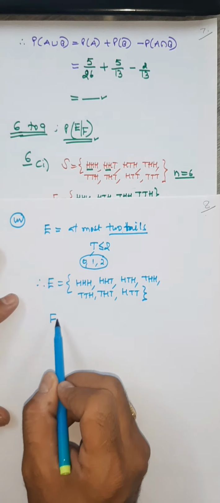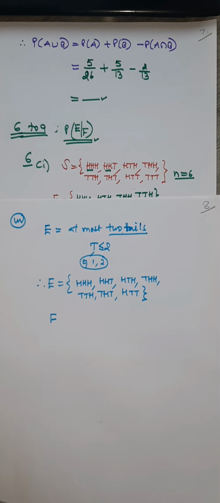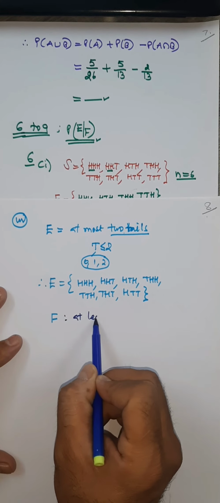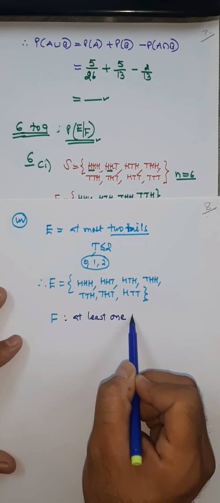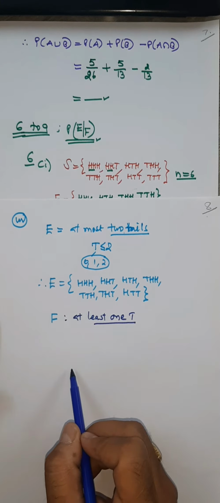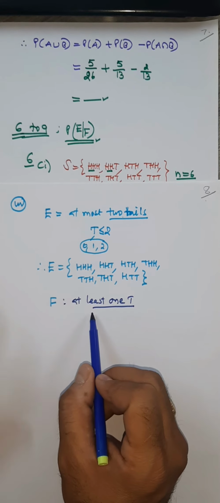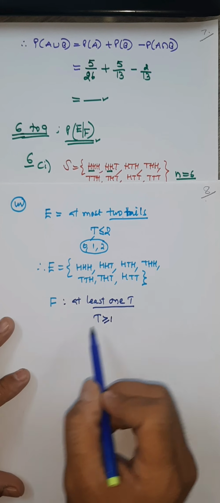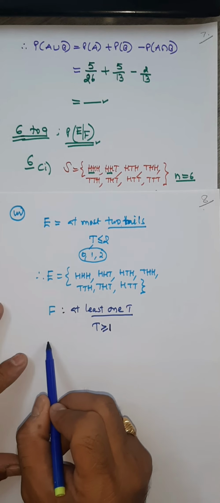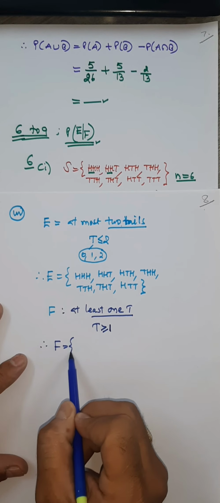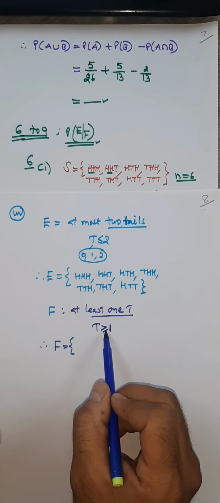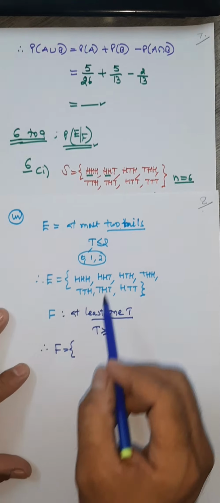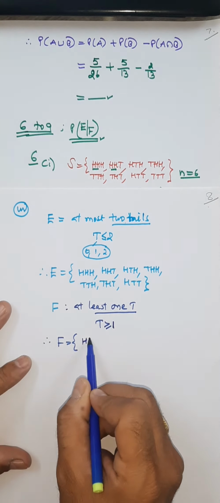Therefore E is this. What is the definition of F? At least 1 tail. The definition of F is at least 1 T. That is, the number of tails must be 1 or more than 1. So either 1 tail or 2 tails, or all 3 tails. Here 1, 1, 1, 2, 2, 2 and 3. Except HHH, all will be there. So these are the outcomes.